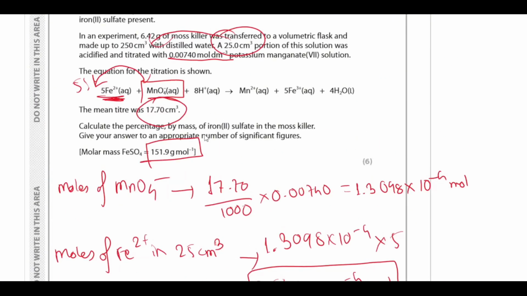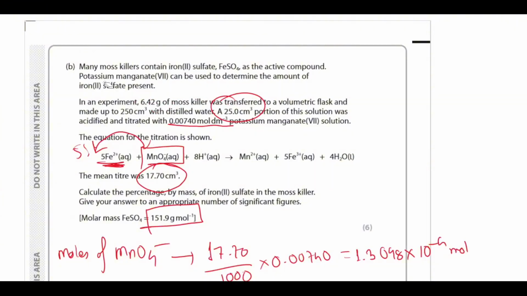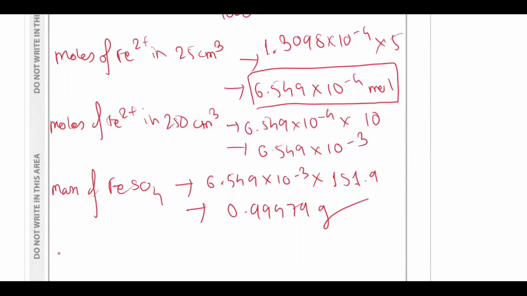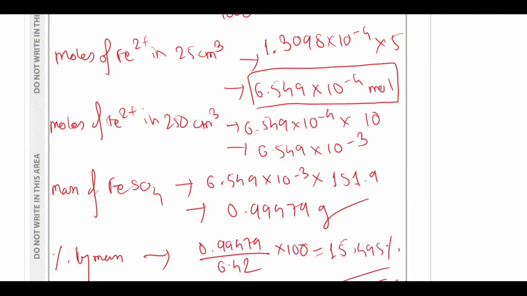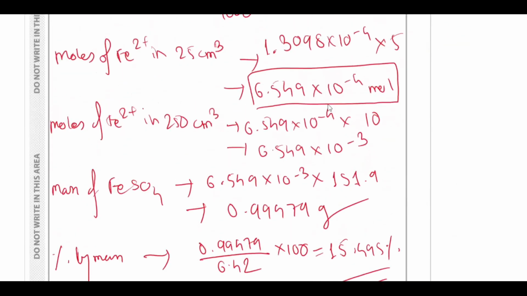They asked us to calculate the percentage by mass of iron(II) sulfate, right? We can clearly see that's the total amount provided, and that's the amount that reacted. So we can find the percentage by mass of FeSO4. The total mass is 6.42, out of which 0.99479 reacted, so times 100, you'll get about 15.495%. So that's the percentage of FeSO4 present in the mixture. So that's how it goes.